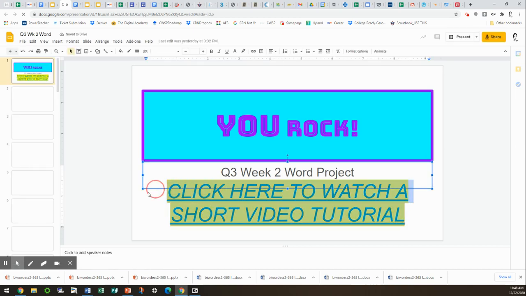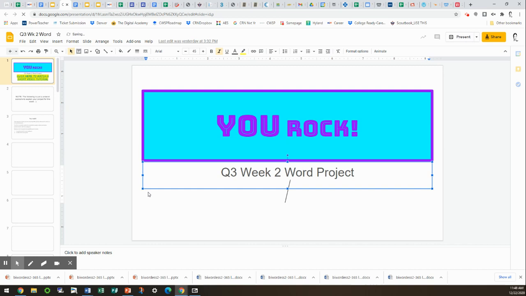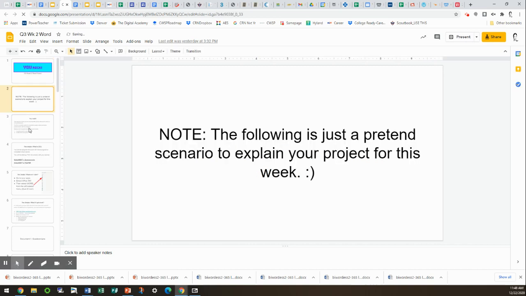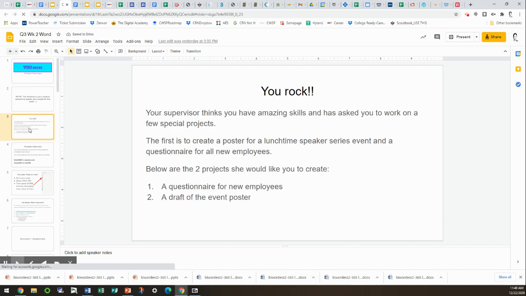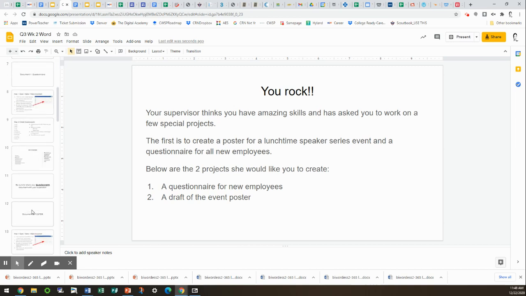I'm setting things up the same way that I did previously when we discussed the fact that the first week is going to introduce the skills to the students, and the second week is going to reinforce it with a real world work experience. So in this situation, for their Word, the supervisor thinks that you have amazing skills and wants you to work on a few special projects. So the supervisor is going to ask you to create a questionnaire for new employees and draft an event poster.